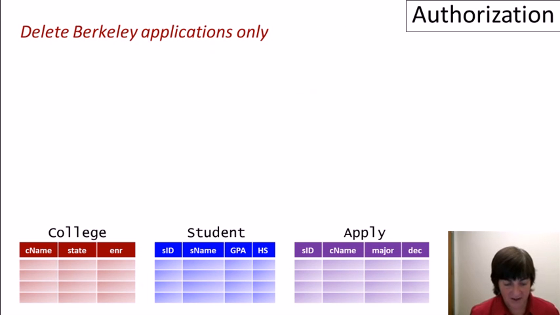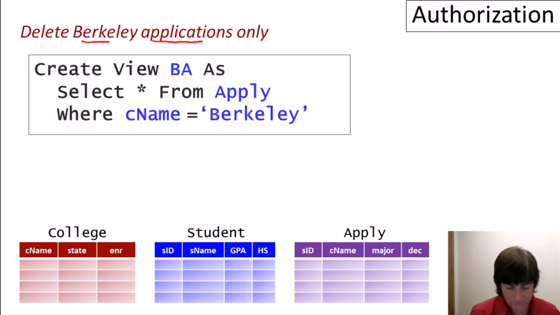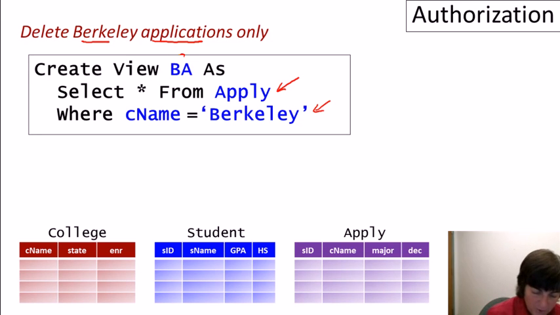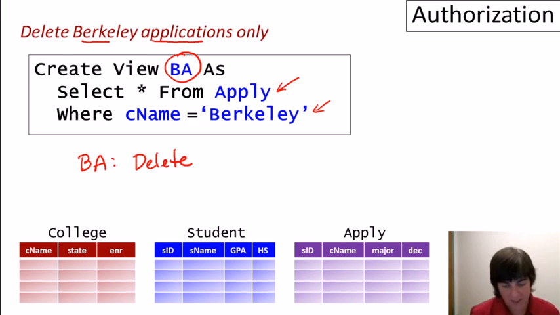Let's take a look at a second example that involves views. Let's suppose that we want to authorize a user to delete applications, but only applications that are to Berkeley. So again, we'll set up a view. This one's a little simpler. It's just a view of the records in the apply relation where the college name is Berkeley, and we'll call the view BA, and then what we want to grant to the user is the delete privilege from the BA view. Now in this case, we do need to have that view be updatable by the system that's supporting it. So in our videos about views, we discuss this issue.